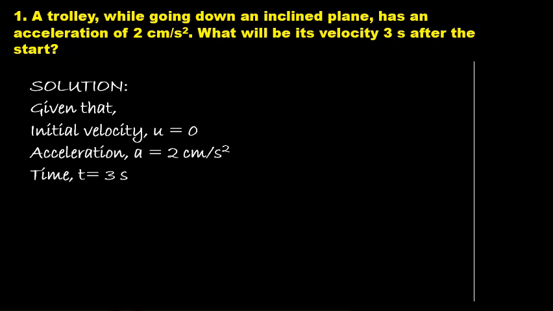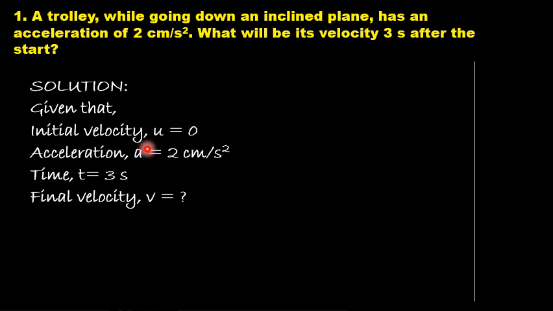Then the time interval that has been given is 3 seconds, because we have to find the velocity after 3 seconds. And the final velocity is unknown, so final velocity has to be determined. Now we have to check which equation of motion is applicable for all these quantities. We have written all the quantities with their symbols so that it becomes easier for us to decide which equation of motion out of the three must be used.